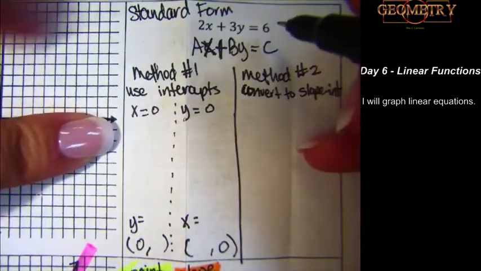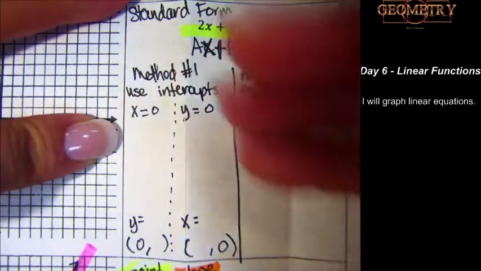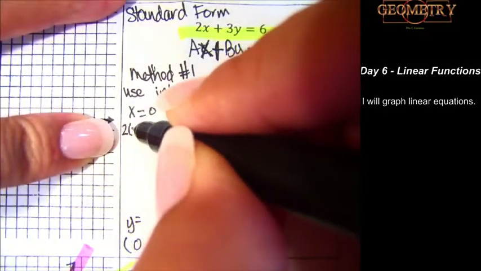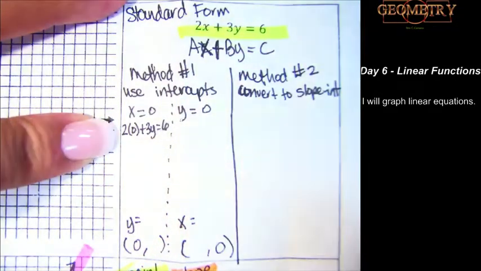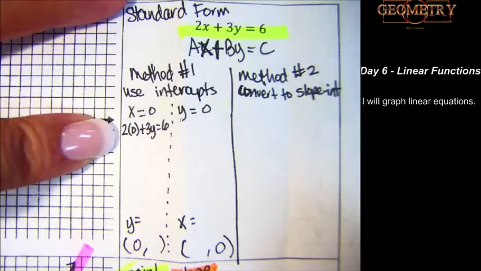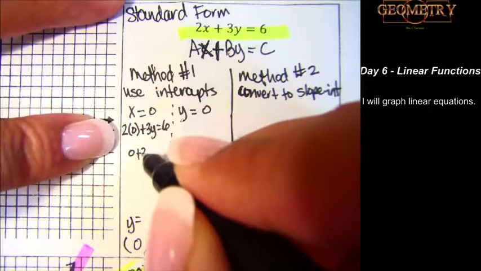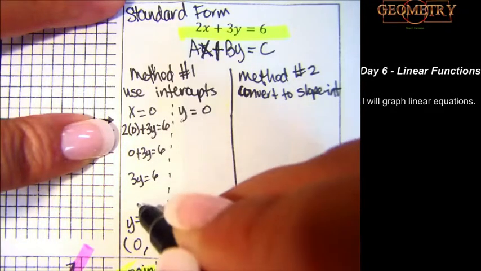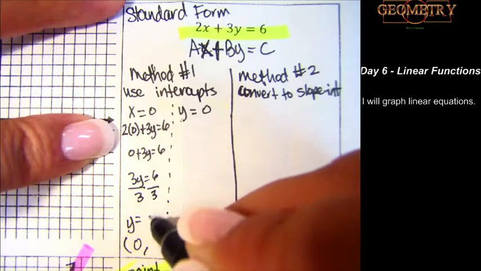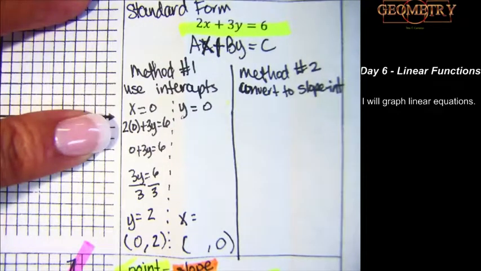We're going to take this equation up here, this one right here, and I'm going to substitute a 0 in everywhere I see an x. And now I'm going to solve this for y. Questions on the algebra?